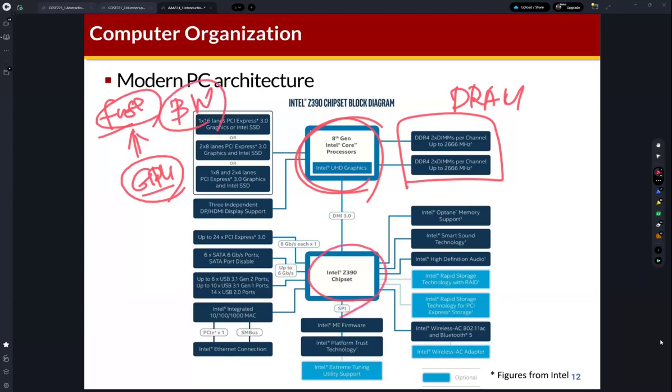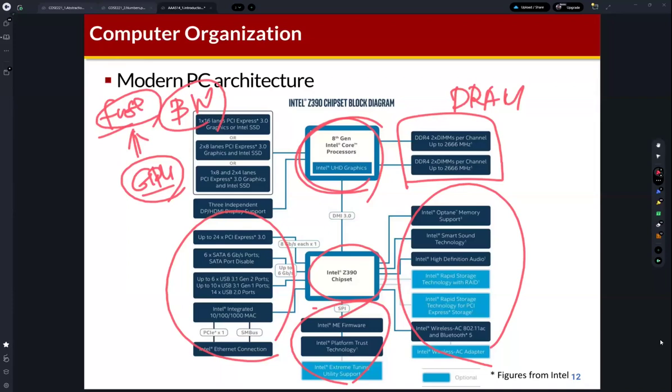Then you can find the main board chipset here, the G390. You can also find many peripherals, but these I/O devices are slower than DRAM, and we don't require high data bandwidth. So that's why these I/O devices are connected via the main board chipset. Okay, that's how the computer systems are organized. Okay.